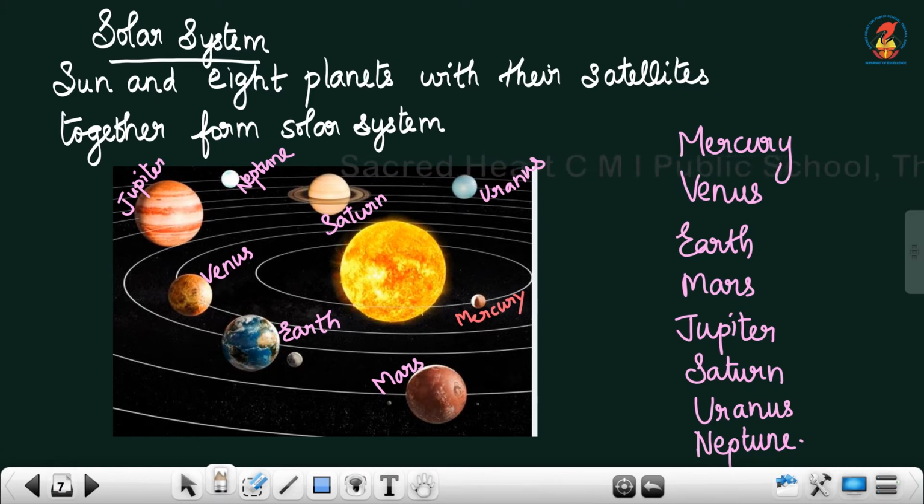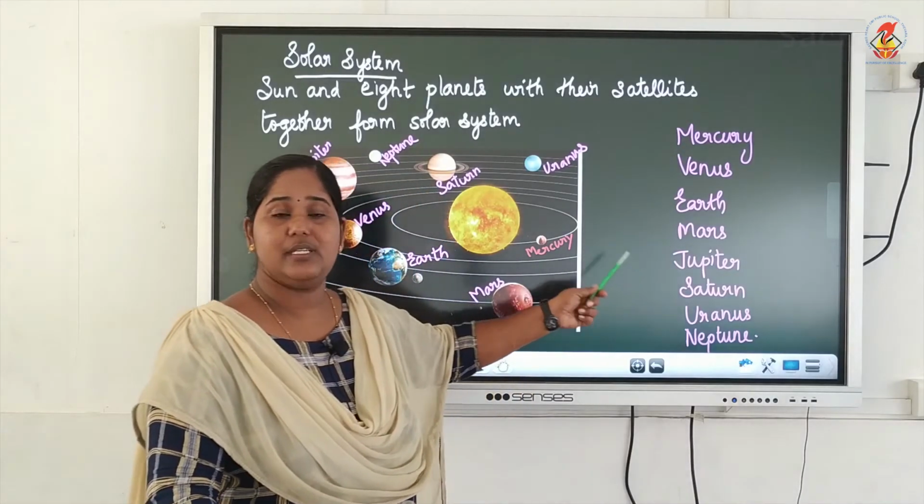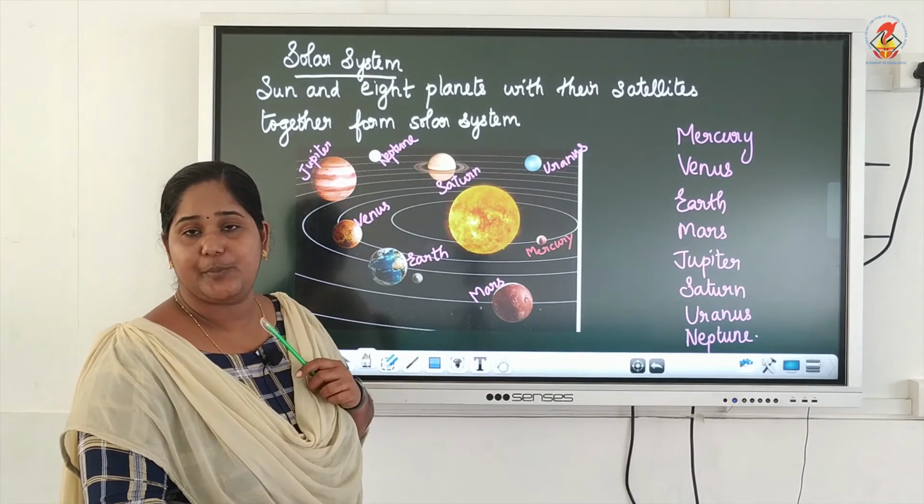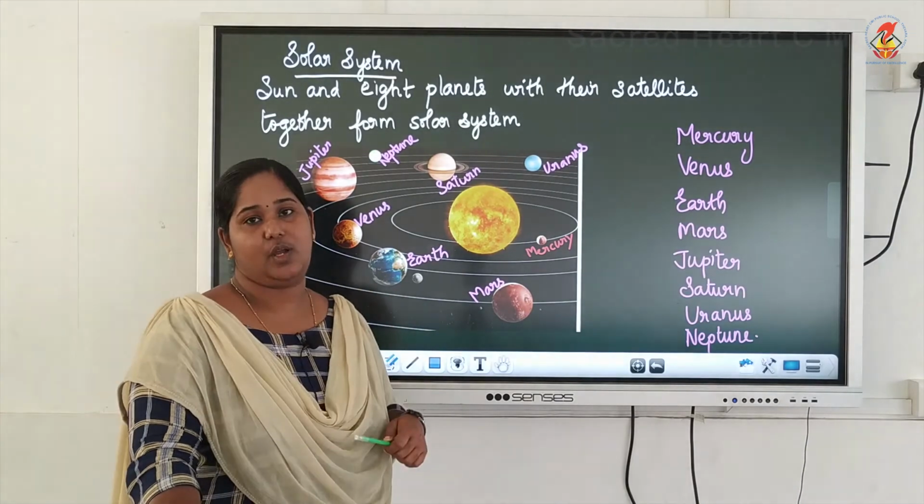Saturn is the planet that has rings around it. You can see rings around it, a system of rings. Then Uranus. Uranus also has rings, but that is not shown in this picture. And the last one is Neptune. Okay, this is how the solar system appears. Mercury, Venus, Earth, Mars, Jupiter, Saturn, Uranus and Neptune are the 8 planets of our solar system.